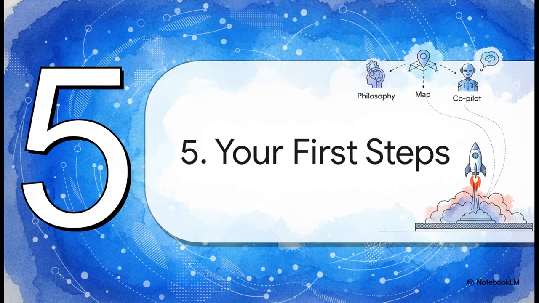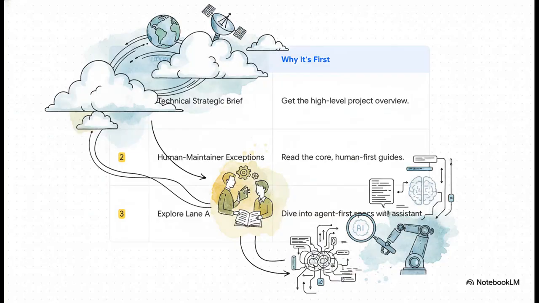Okay, we've covered the philosophy, the map, and the copilot. That's a lot. So where do you actually start? Let's lay out your exact launch sequence. Here it is, your explicit reading order. Start with the technical strategic brief. That'll give you the 30,000-foot view. Then, read through those human-first exception documents we just covered. Only after that should you start diving into the dense agent-first specs in Lane A. And when you do, do it with your AI assistant.